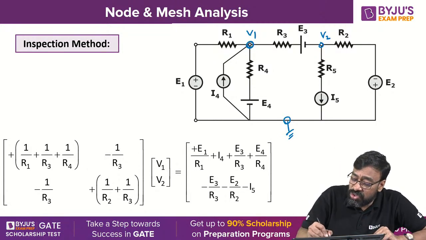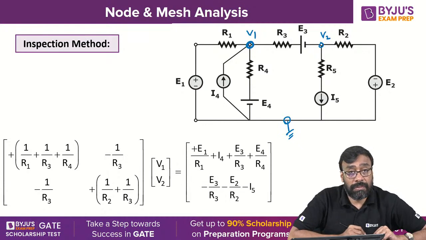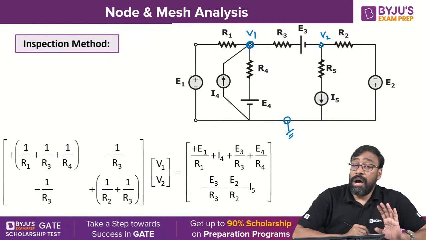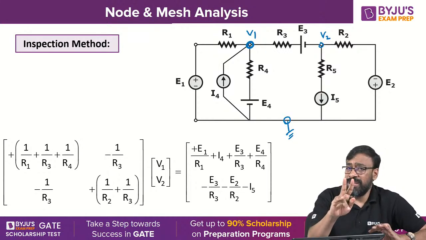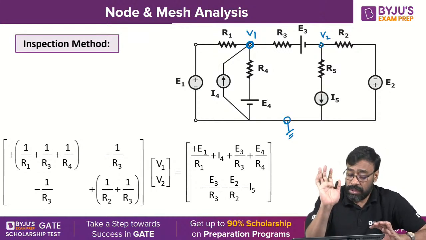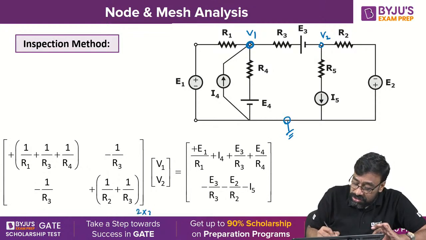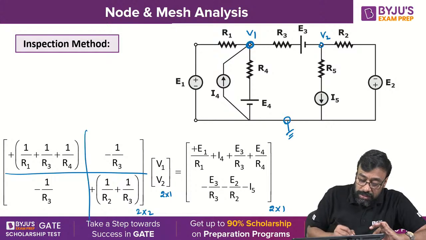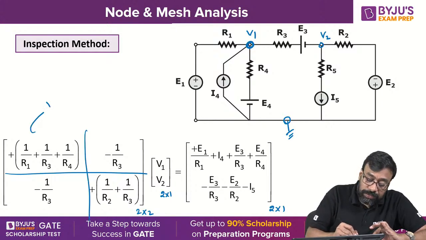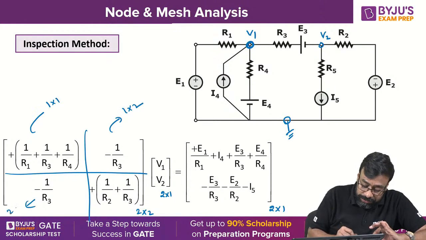I'm applying KCL at this node. Right? How many variables are there? There are three nodes, but two equations we require. That means two variables, V1 and V2. So the matrix size is also what? 2x2 matrix. And variables are 2, therefore 2x1. And the right side quantity will also be a 2x1 matrix. Yes or no? So 2x2 matrix. Okay, this is the 1-1 element. This is the 1-2 element. This is the 2-1 element. This is the 2-2 element. Yes or no?